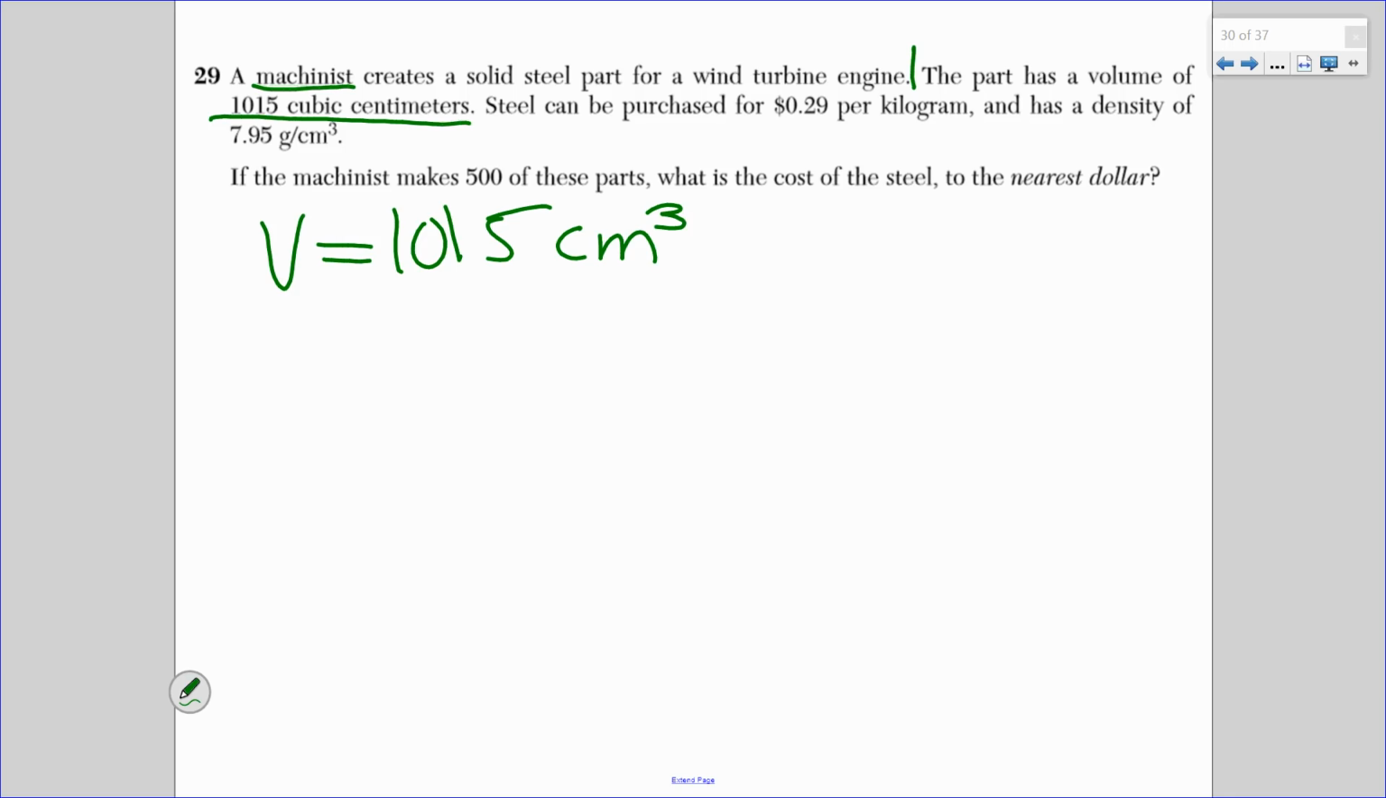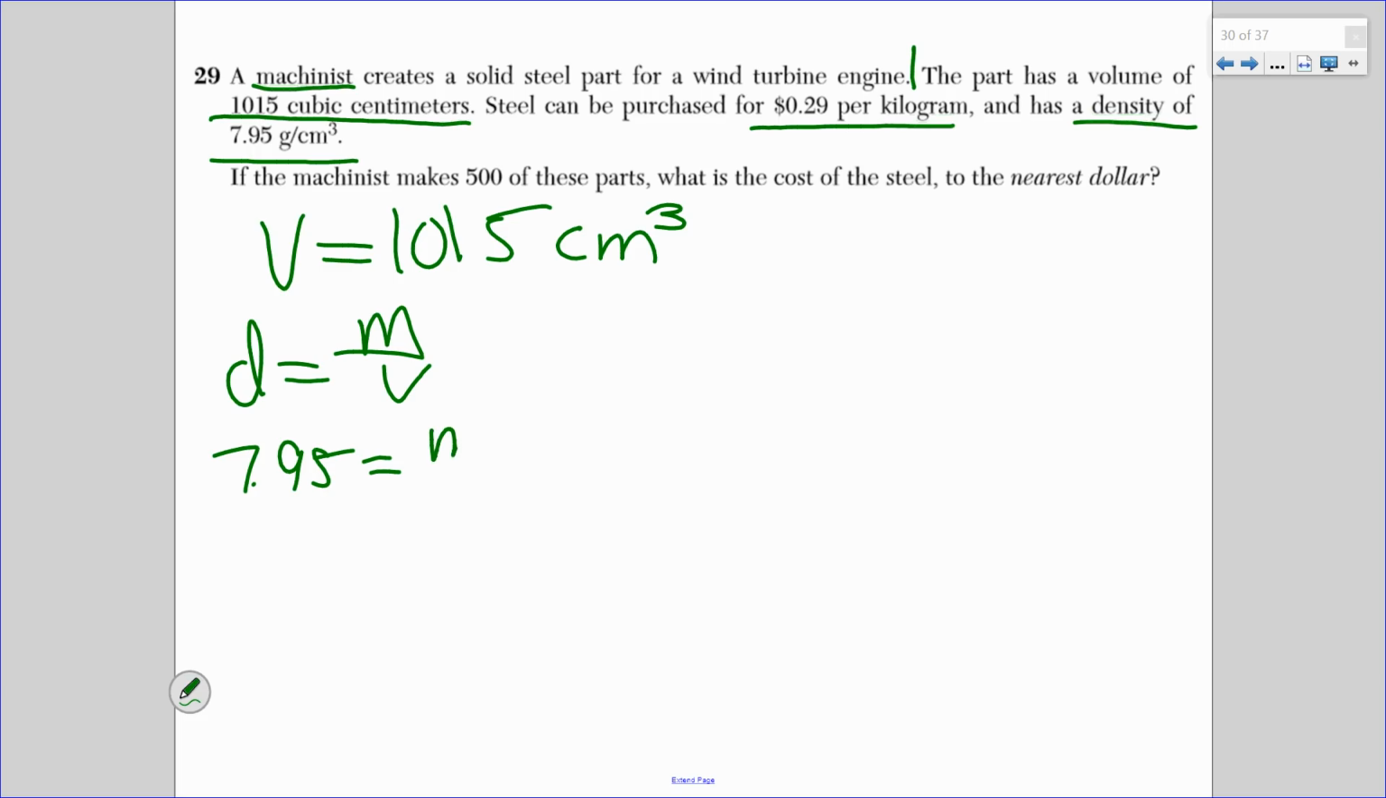Steel can be purchased for 29 cents per kilogram at the density of 7.95 grams per cubic centimeter. Well, right now I have cubic centimeter. It's giving me the density. The formula for density is mass over volume. Density, 7.95 equals mass, which I'm going to find, over volume, which is 1,015. I cross multiply and solve.